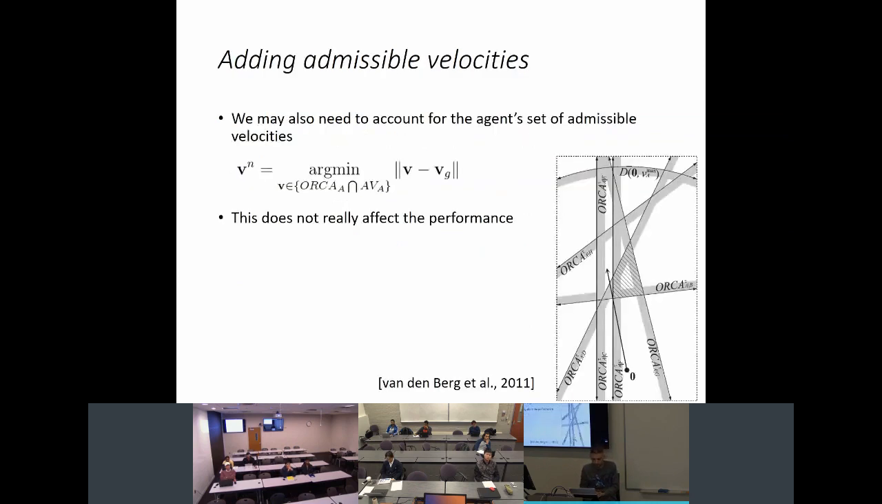Note that we may want to account for some kinematic constraints, right? For example, here, this constraint is a maximum speed constraint. I can add that to the set of line constraints that I have and still solve the problem. And this does not really affect the performance.